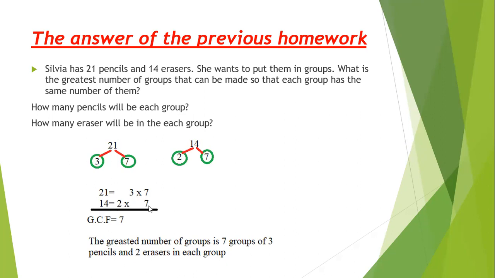The common factor between 21 and 14 is 7. So this is the G.C.F. And this is the greatest number of groups is 7. Now, let's know how many erasers in each group, how many pencils in each group. We will find this in the next exercise.